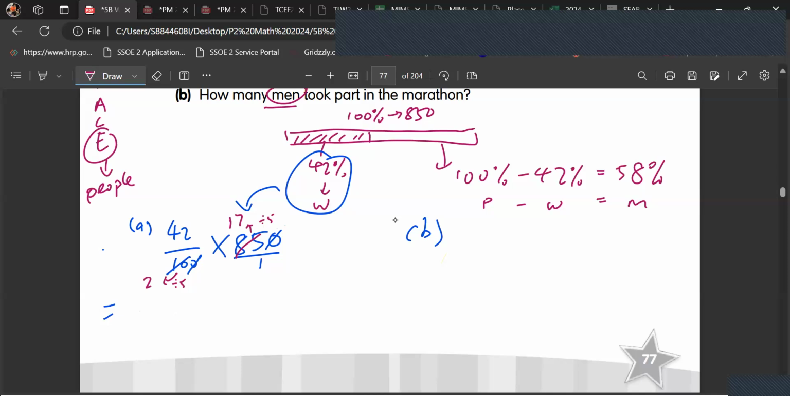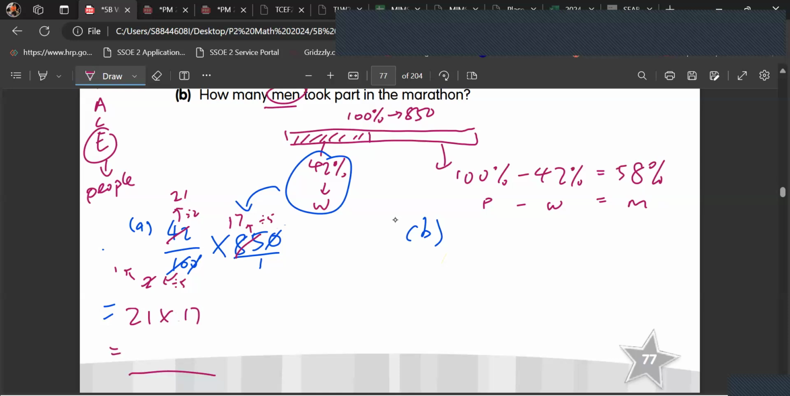Then I cannot simplify anymore. 17 cannot divide by 2. So I look at the top and bottom. I divide by 2, I get 1. Then 42 divided by 2, get 21. So in the end you get 21 times 17. Okay, got your answer.